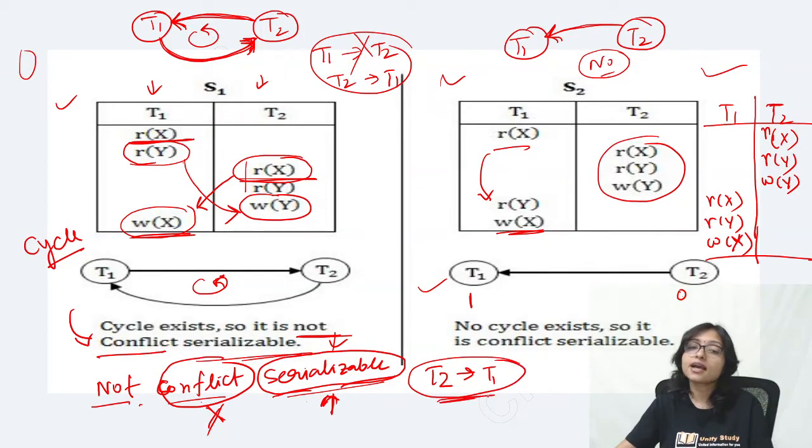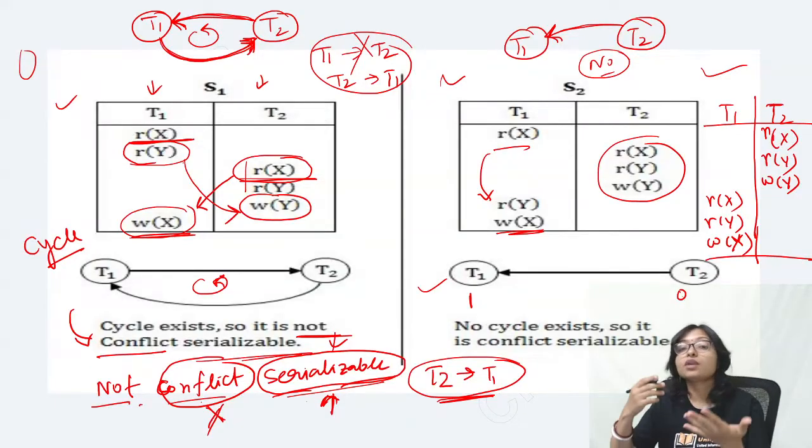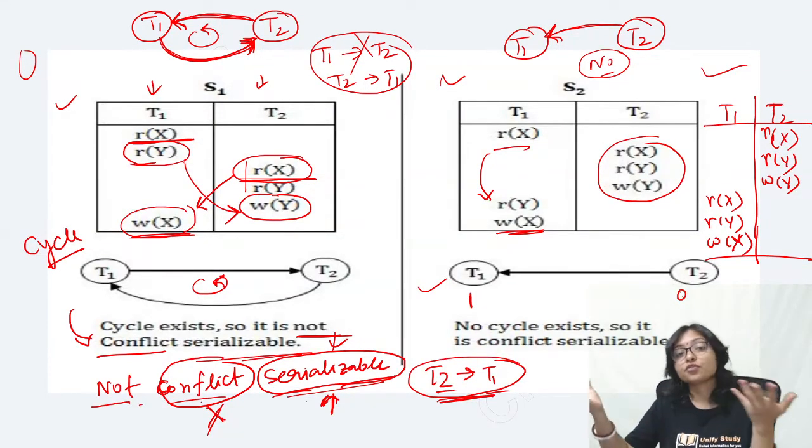That is the serial schedule. You are able to make it serializable. And what will be the order of the schedule? The order of the schedule will be T2 then T1. This is the way we have to find it.